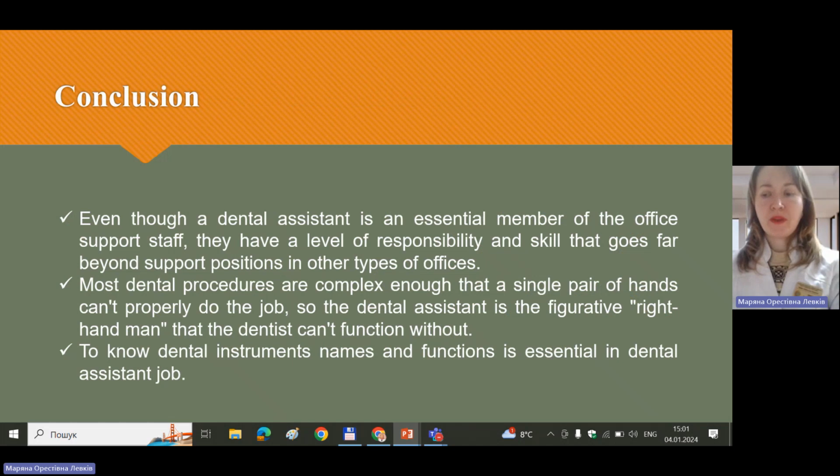In conclusion, even though a dental assistant is an essential member of the office support staff, they have a level of responsibility and skill that goes far beyond support positions in other types of offices. Most dental procedures are complex enough that a single pair of hands cannot properly do the job. So the dental assistant is the figurative right-hand person that the dentist cannot function without. To know dental instruments, names, and functions is essential in a dental assistant job.